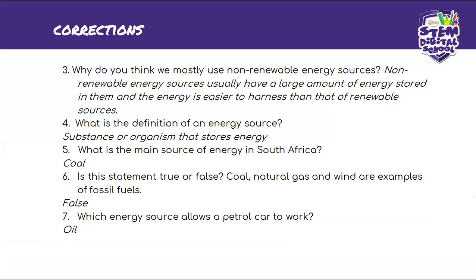Coal, natural gas, and wind are what? Examples of fossil fuel. All right, so take note. Which energy source allows a petrol car to work? All right, so I hope you got some of the answers right.